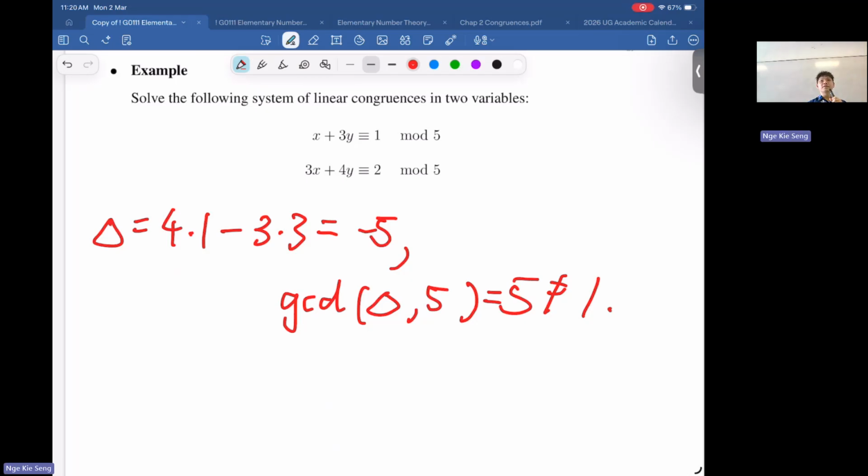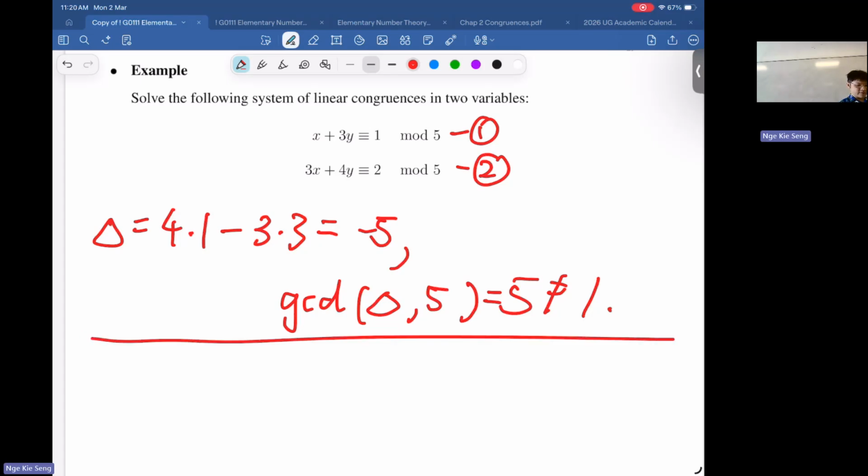Okay? You cannot use the theorem. Then you need to solve like what we did previously. Okay? So try and eliminate variables. So what can you do here? Times 4? Which one times 4? First one times 4. Is it useful if you multiply first one times 4? So what do you get? 4x plus 12y minus 4.